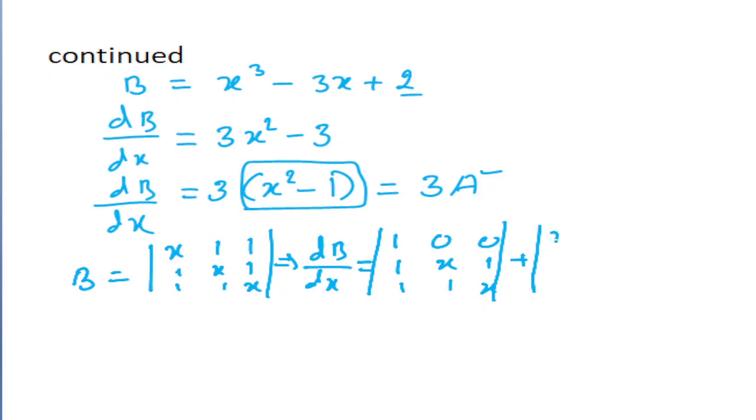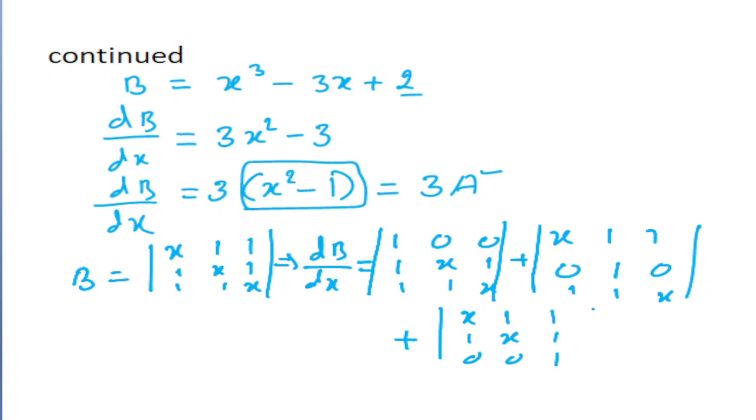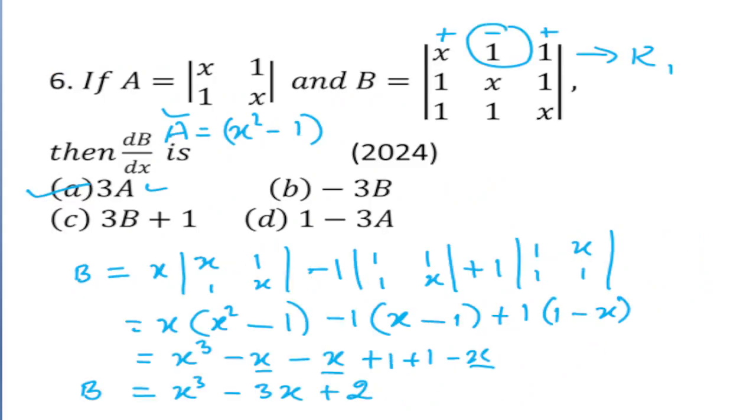Keep the first row elements as they are, x 1 1, and differentiate the second row elements. Differentiation of 1 is 0 and x is 1, 0. Keep the third row as it is, 1 1 x, and in the last term keep the first two rows as they are, x 1 1, 1 x 1, and differentiate the last row, 0 0 1. You expand these three, friends, and add, you are going to get 3 times x square minus 1. This is one more method of deriving any determinant given to us. Okay, so for this question, friends, option A is our right answer.